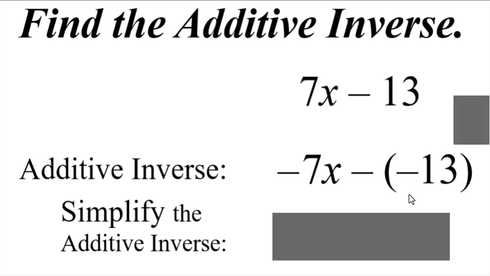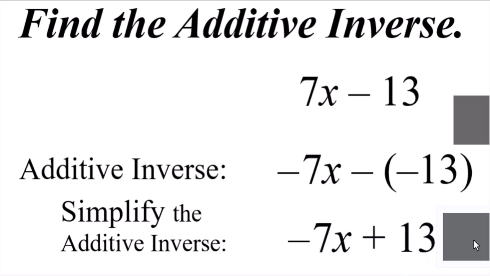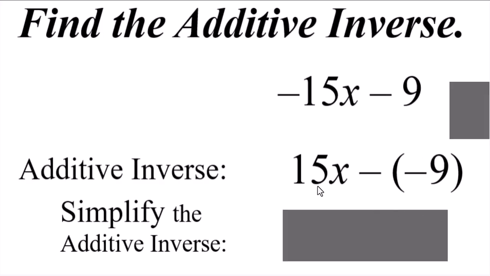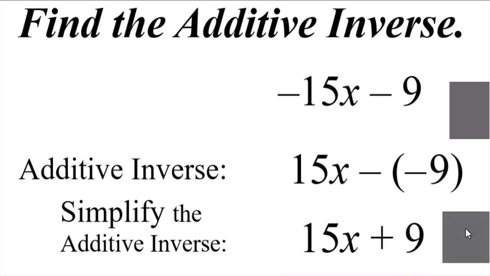For the negative 7x minus negative 13, we know subtraction is the same as adding the opposite, so that's the same thing as adding a positive 13. They mean the same, but adding 13 looks simpler than minus negative 13. And then finally, for the additive inverse that we already had written as 15x minus negative 9, we can make that become 15x plus 9.